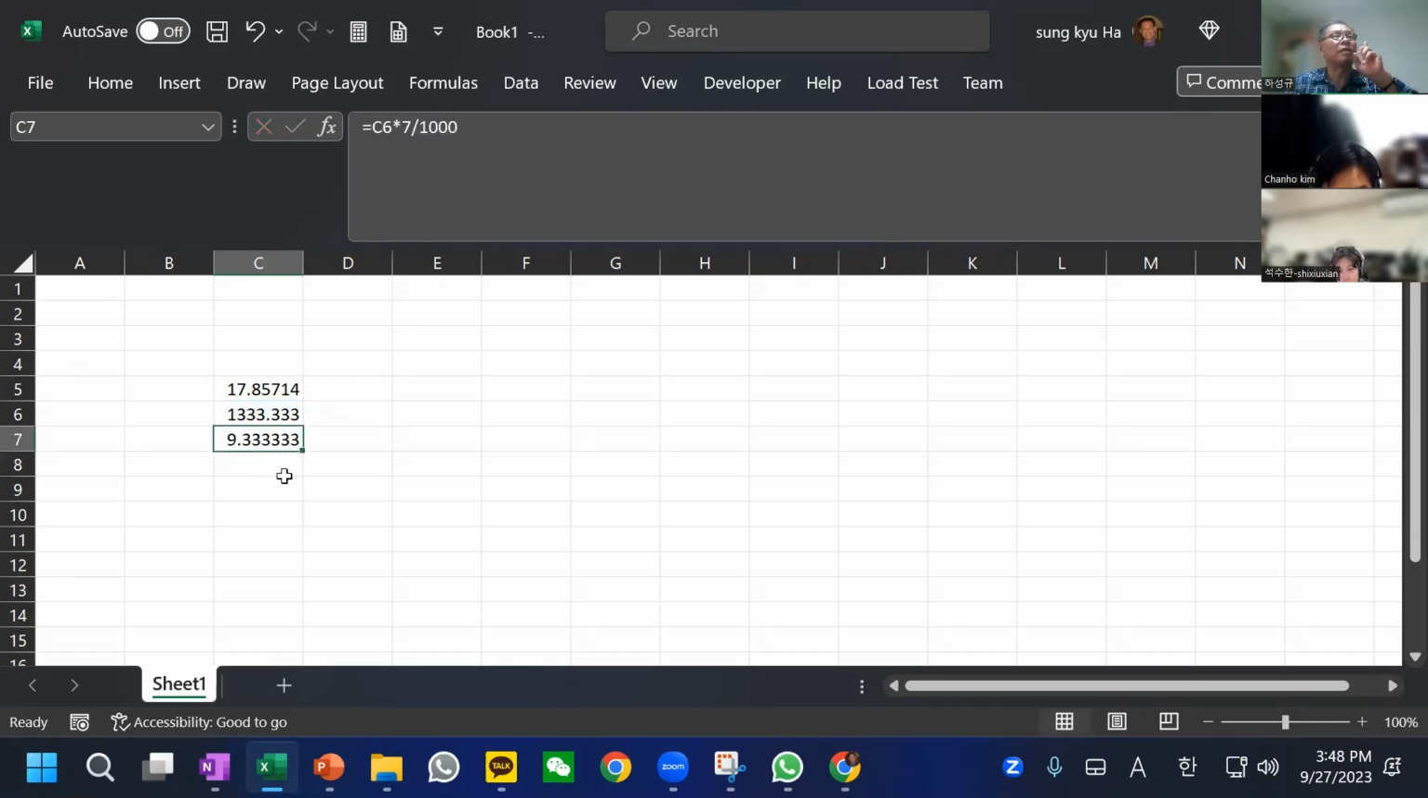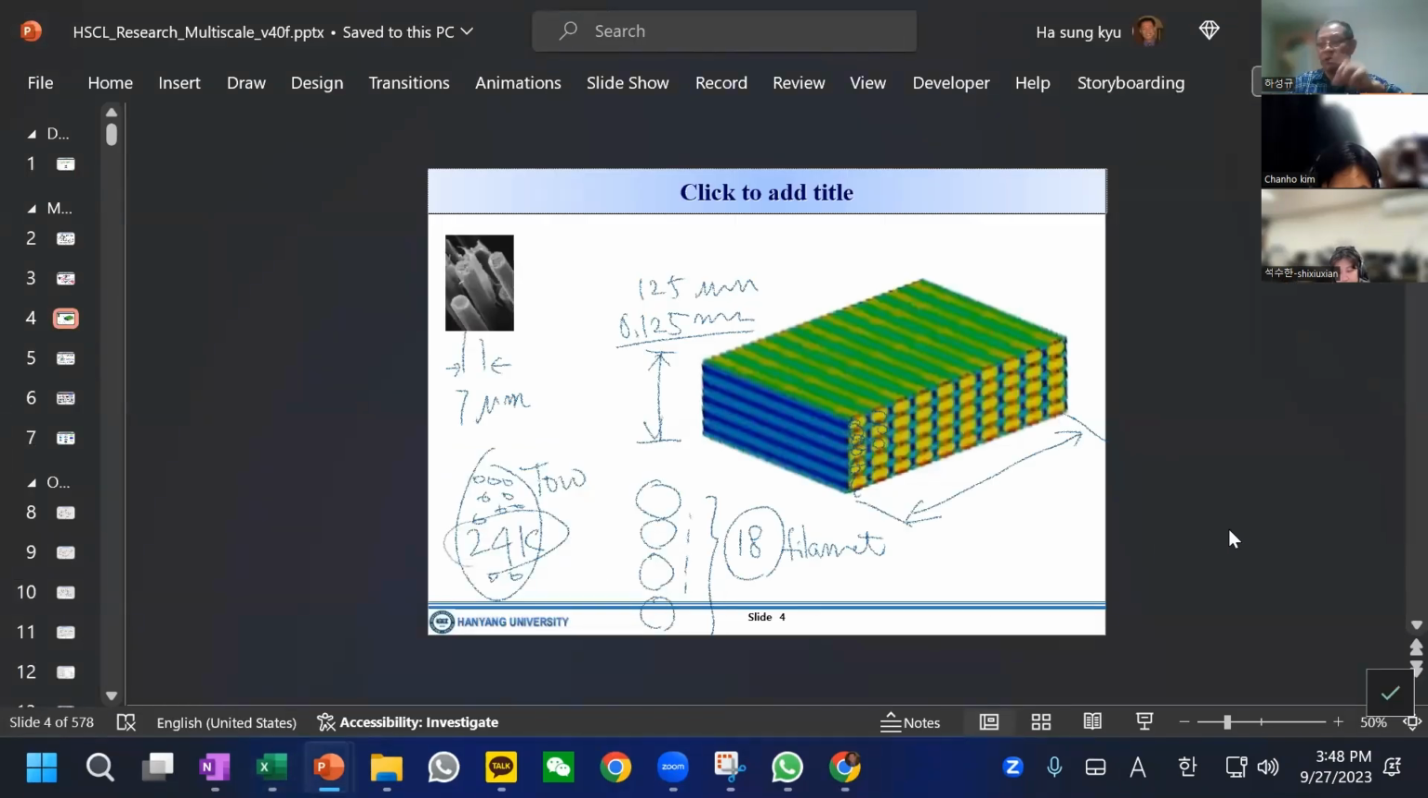Now you have about the 9 millimeter. I hope you understand what I'm trying to do. This is going to be 9 millimeters. Okay, so one toe, 24K. Each fiber has a 7 micrometer diameter, and then we spread vertically. We will have 18 filaments, which makes 0.125 millimeter. Now, a very important issue is the width is about 9 millimeter.